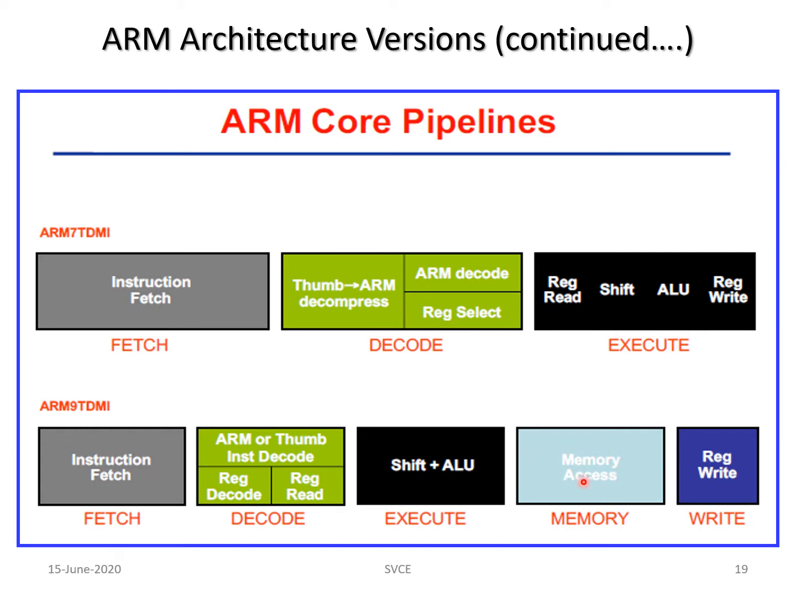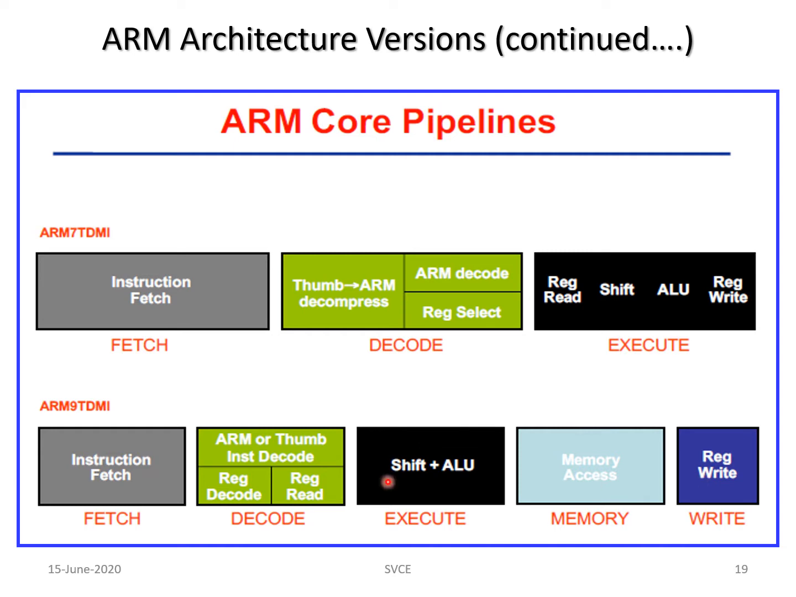The memory access stage accesses the location where the result has to be written. Then the register write stage writes the result back into the register. So this is how the instruction is executed using a 5-stage pipeline.